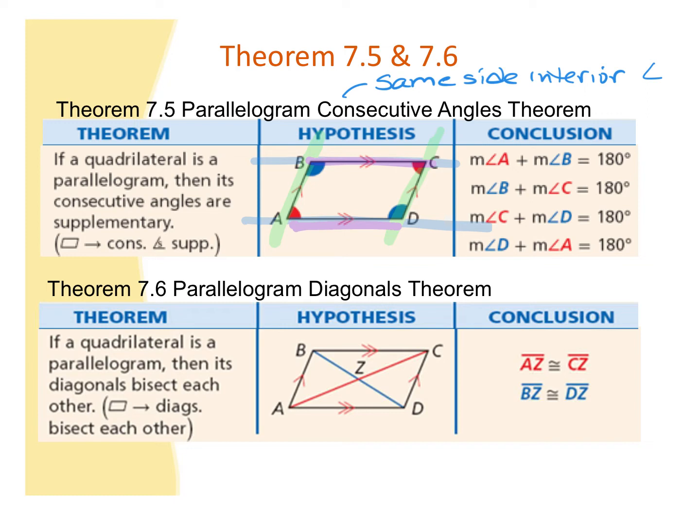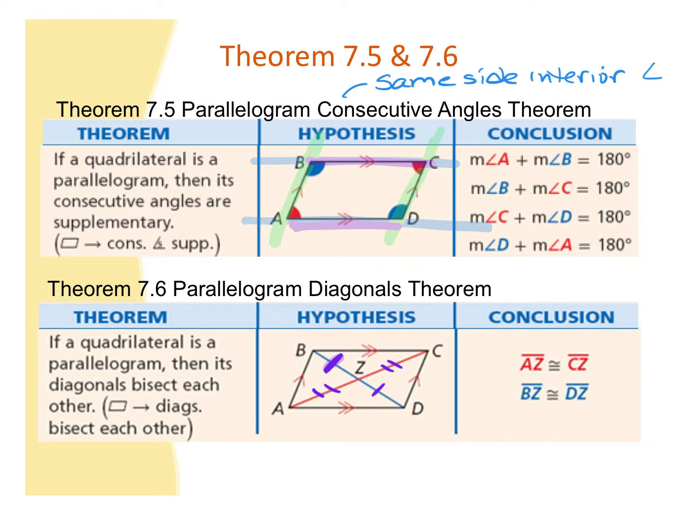And this just states that if a quadrilateral is a parallelogram, then the diagonals bisect each other. So here in the picture, BD is a diagonal, and that tells me that since the diagonals are bisected, BZ is going to be congruent to DZ. So this piece is congruent here, and that AZ would be congruent to CZ.